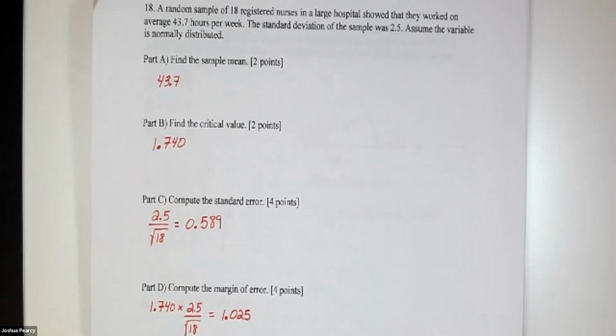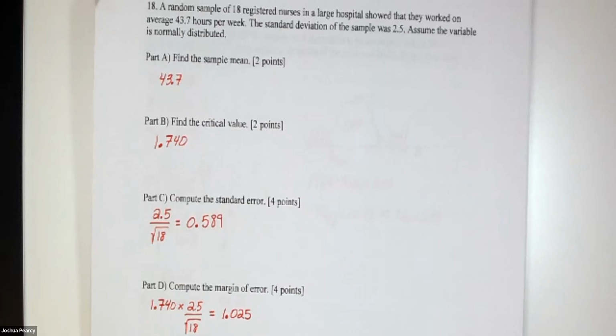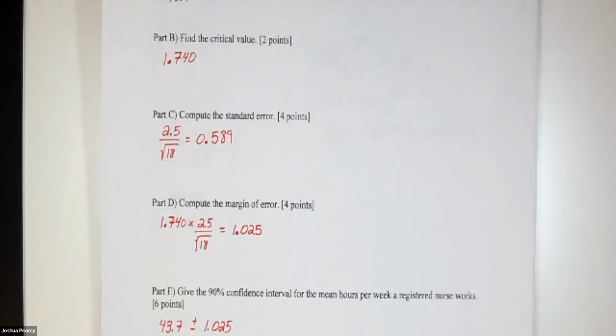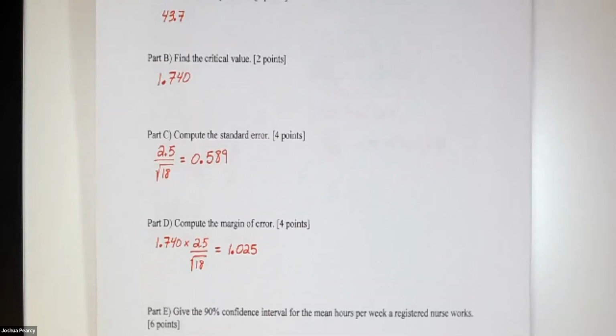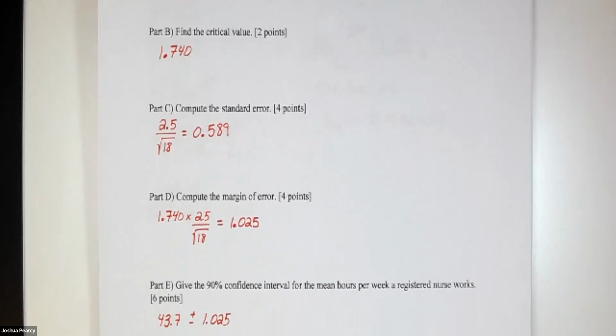The critical value, so in this case, I say the standard deviation of the sample. So you need to use a critical T value with 90% confidence and a corresponding degrees of freedom of what? Degrees of freedom is equal to n minus 1. 18 minus 1 is 17. So it's 1.740. Then calculate the standard error. That's just S over the square root of n. S is 2.5, n is 18.